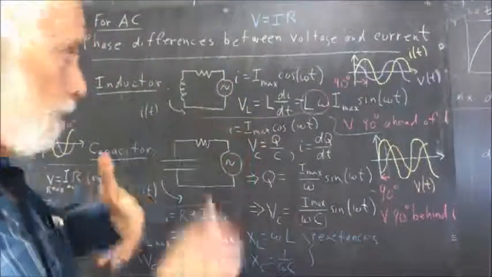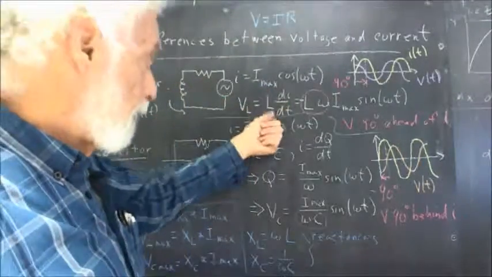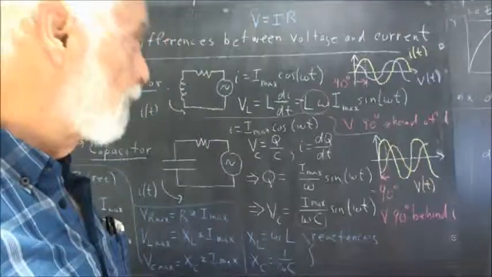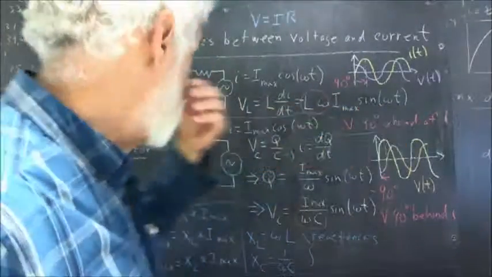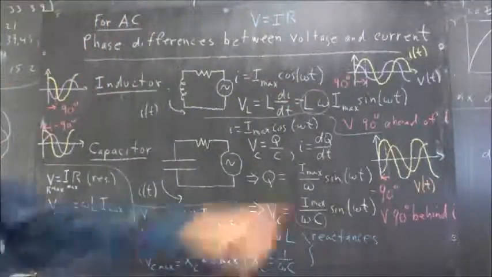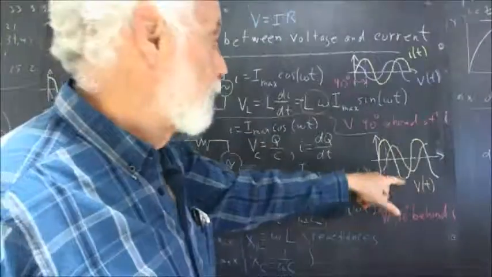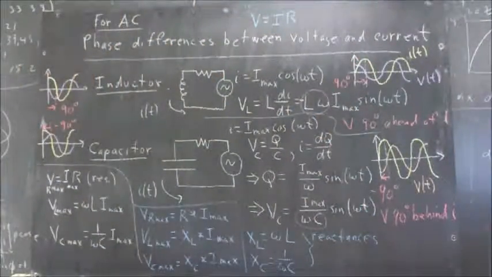The voltage across the inductor is L times di dt for reasons that you should be familiar with, giving us negative L omega I max sine of omega t. Very straightforward derivative. And ignore this picture and this picture. They were drawn for sine functions.